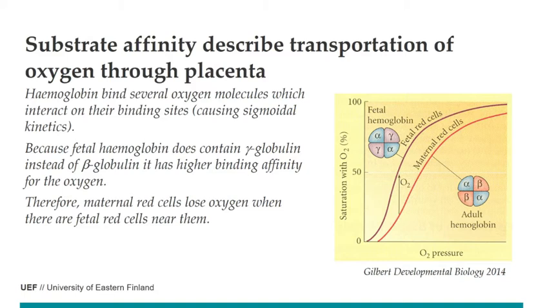But hemoglobin is actually again formed by different globins, and in adults it's alpha and beta globins. The fetal hemoglobin is formed by alpha and gamma globins, but this gamma globin binds oxygen much more efficiently. So it has much higher binding affinity, and therefore the maternal red cell loses the oxygen. The fetal red cell is stealing the oxygen when they are near each other.